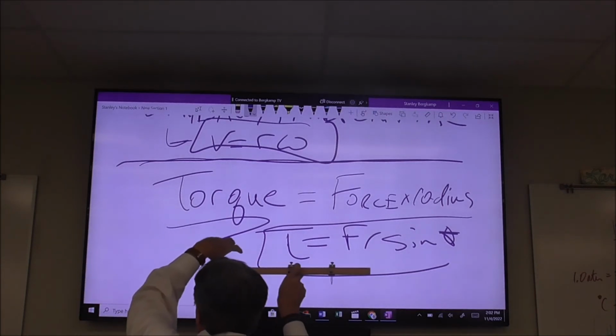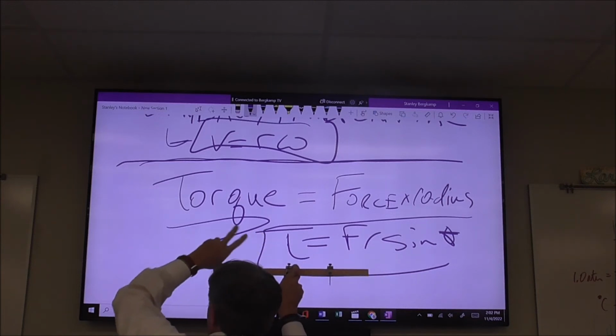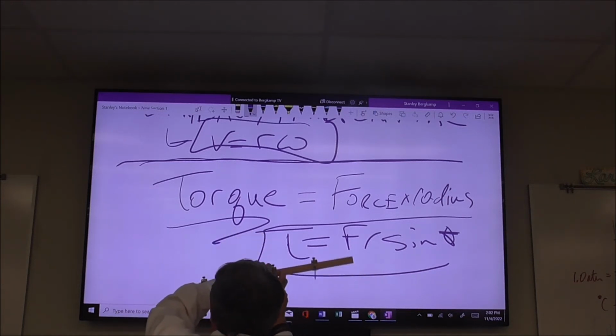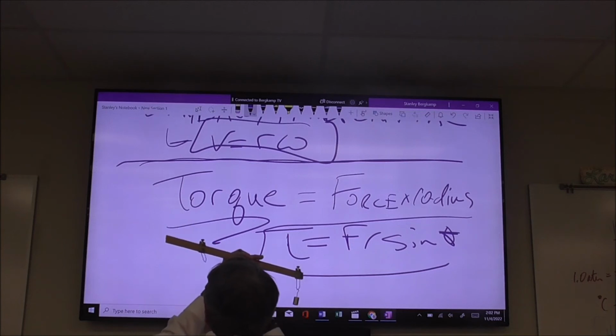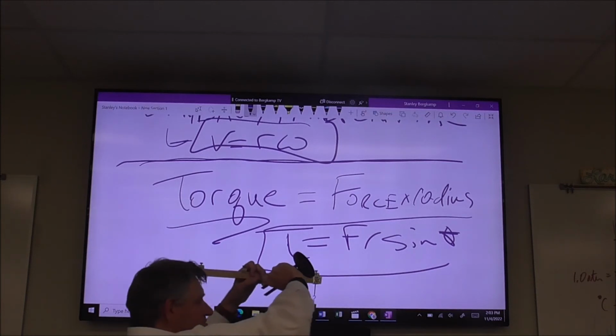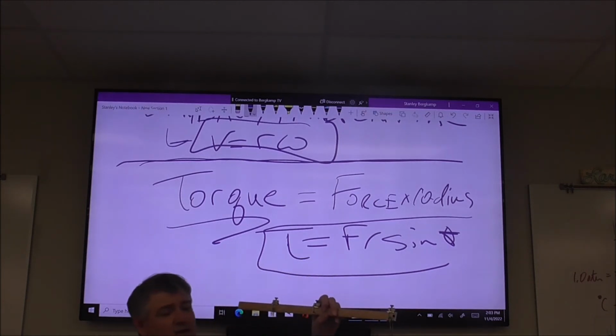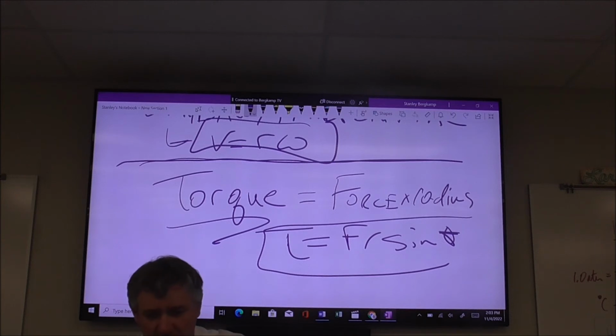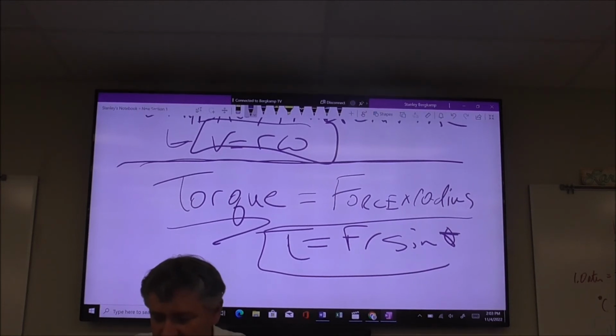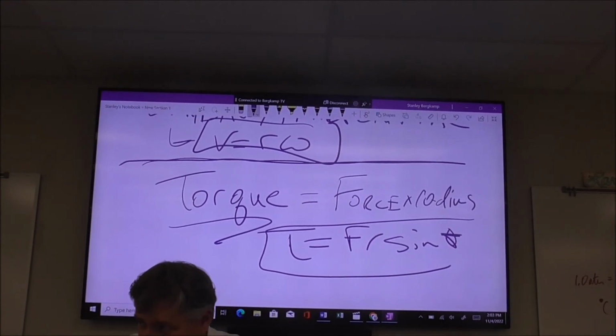So this is creating a counterclockwise torque. If I move it over here, then it's going to be creating a clockwise torque, because then it's going to want to spin it in this direction. So here's what I want to do. I want to balance this thing out. Okay, so I'm going to lock this in place. So I'm going to have this right here.